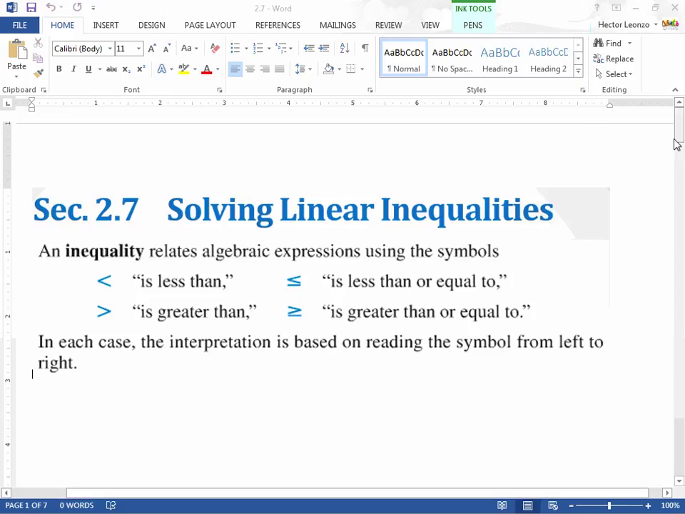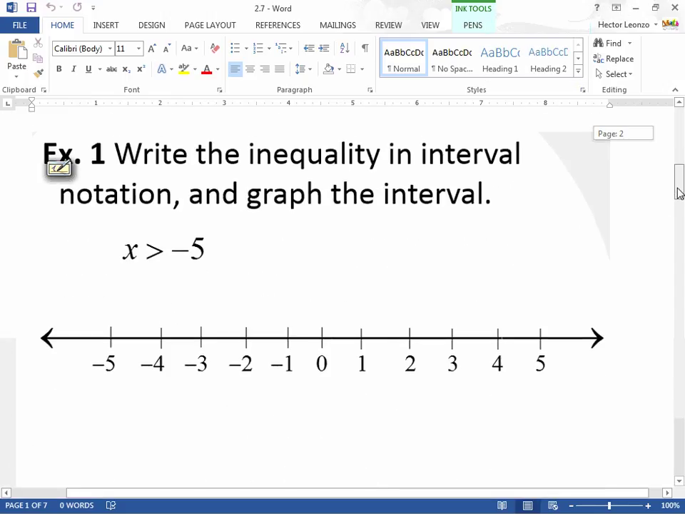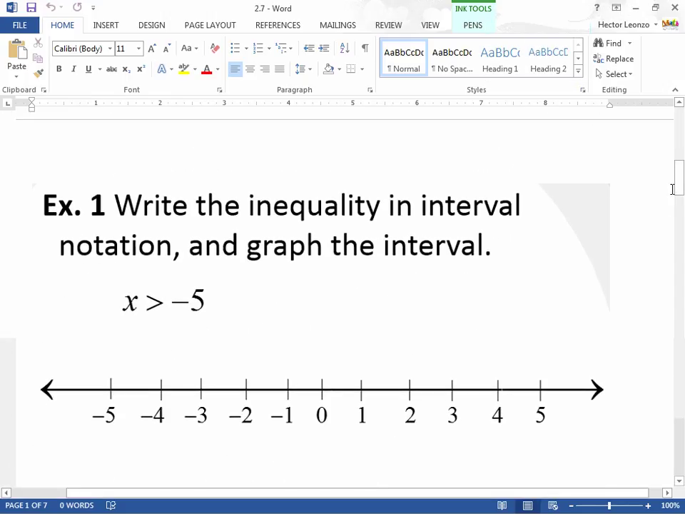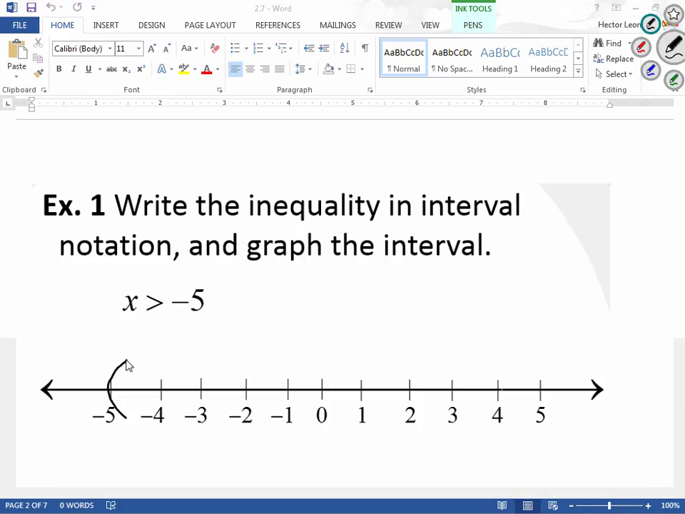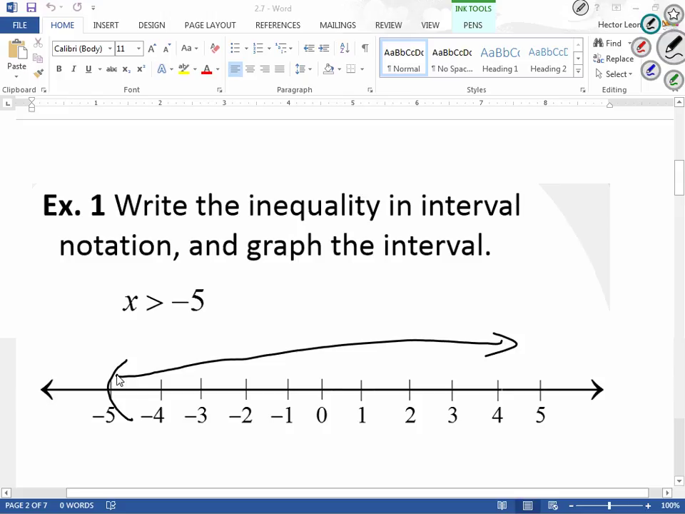Let's take a look. For example, write the inequality in interval notation, and then graph the interval. x is greater than negative 5, right? It doesn't have an or equal to, so I'm going to use parentheses. x is bigger, so I'm going to put a parenthesis on negative 5, and x has to go bigger.